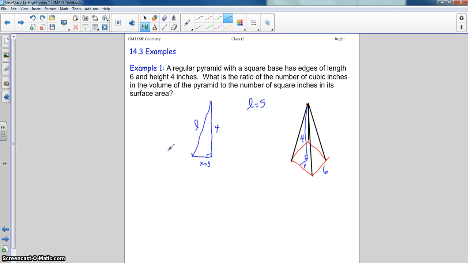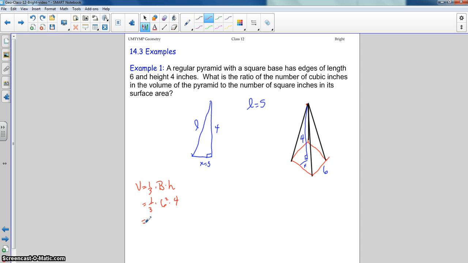Now, according to this problem, they want the ratio of volume to surface area. So let's go ahead and compute this. Volume is going to be 1/3 times the area of the base times the height. The area of the base is side squared, so that's 1/3 times 6 squared, times the height, which is 4.